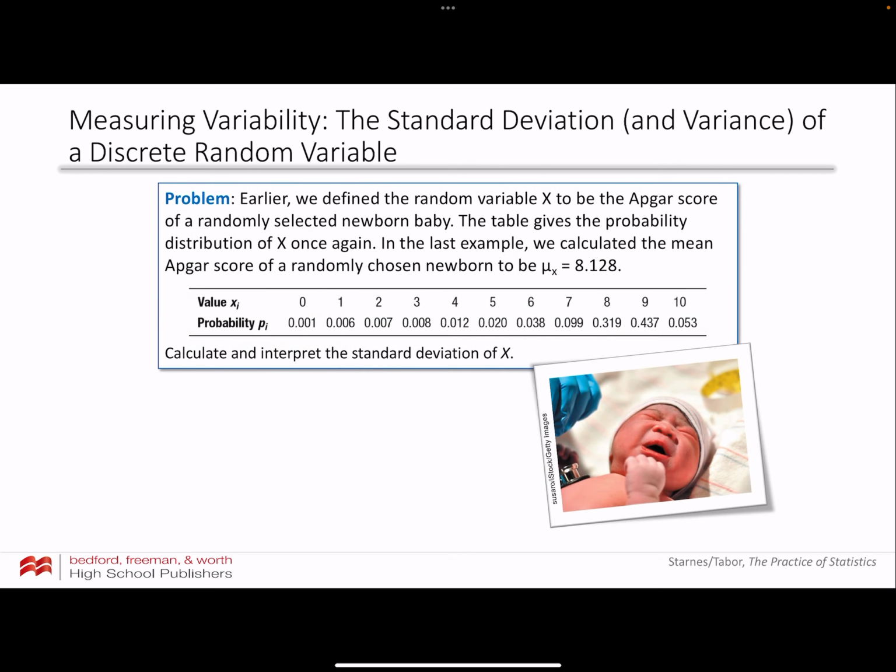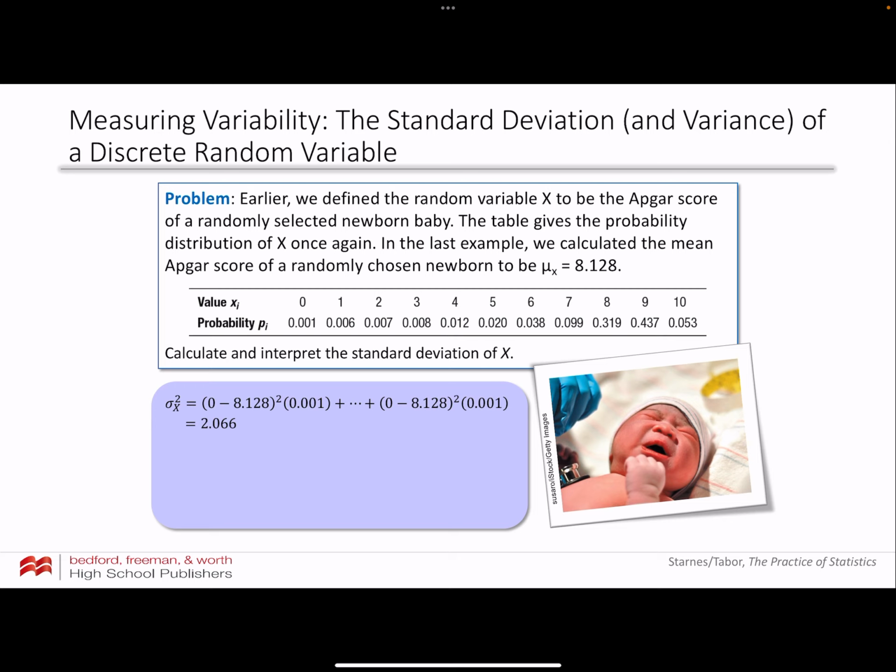There we go. Sorry. Okay, measuring variability, standard deviation. So earlier we defined the random variable x to be the APGAR score, right? So same thing. We calculated earlier the mean of the random variable to be that, 8.128. Let's calculate and interpret the standard deviation of x. So that's that ugly formula. Again, the number crunching is easy. You're just going to pull it off of the calculator.